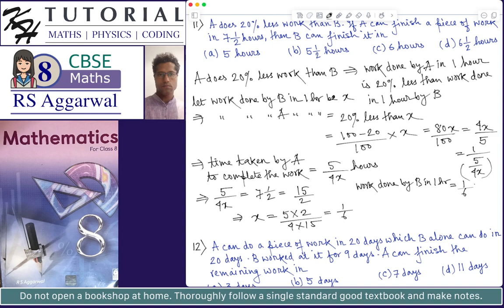So definitely from here, using the second general rule of time and work, we can say that the time taken by B to complete the whole work will be 6 hours. Hence the correct choice is C.